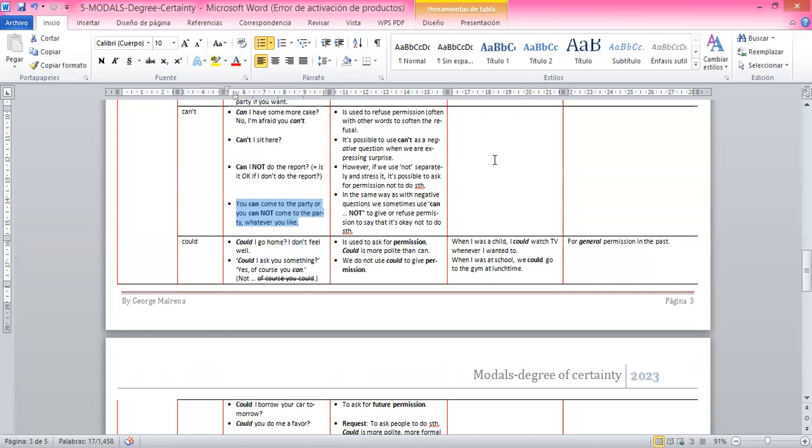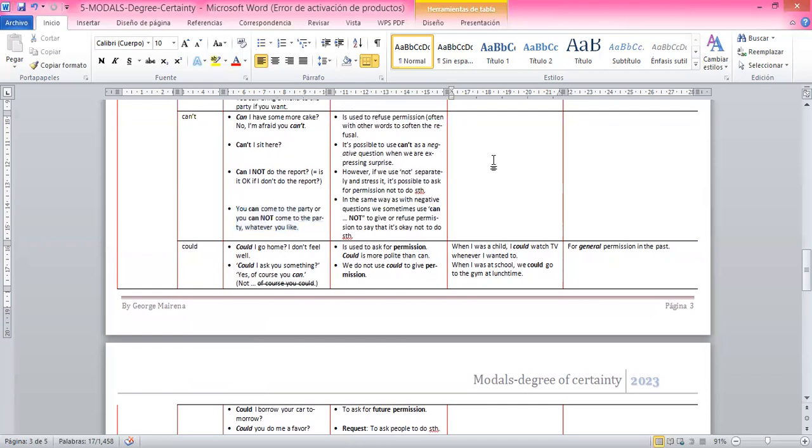Okay, in that case, if you say at the beginning, you can come to the party, you're giving permission, right? But if you say, or you cannot, you're refusing the permission, but it's okay. It's up to you. You understand? Como una opción. Yeah.